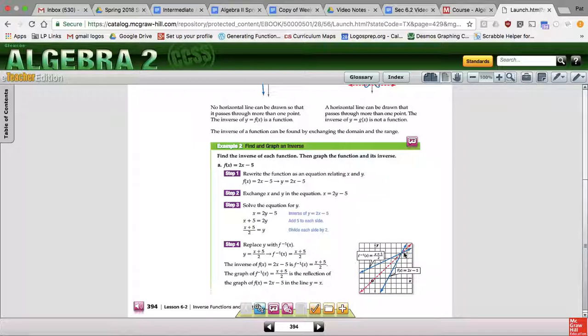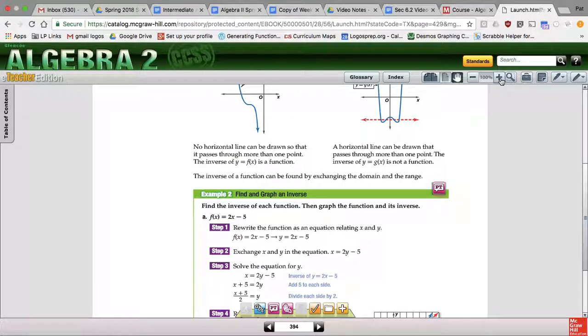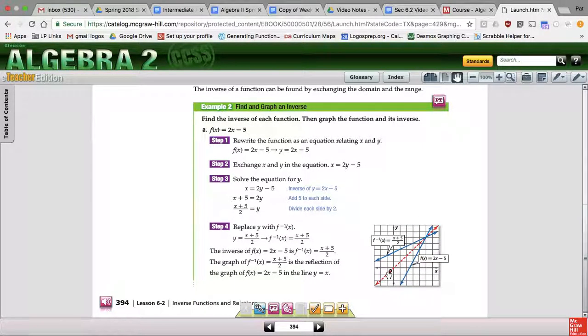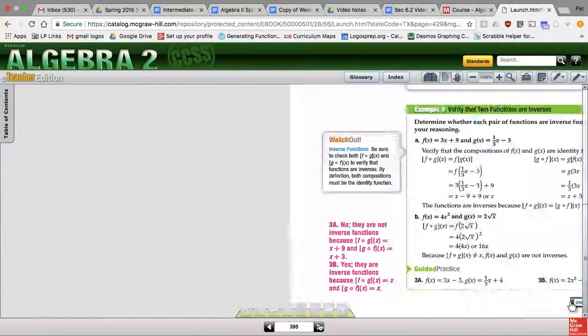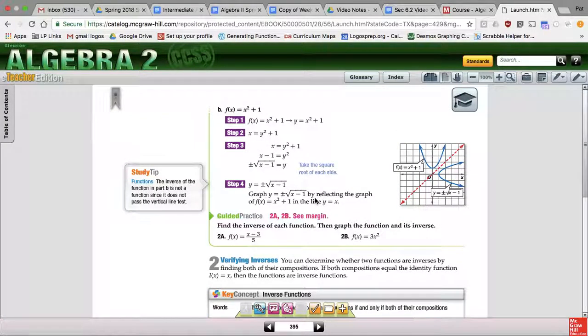So if we graph them both, you see them right here on this graph, you'll notice that they reflect over the line y equals x. Okay, and are they both functions? Yes, they are. They're both linear equations. So now let's look at b, x squared plus 1.